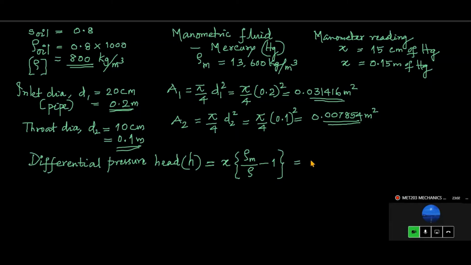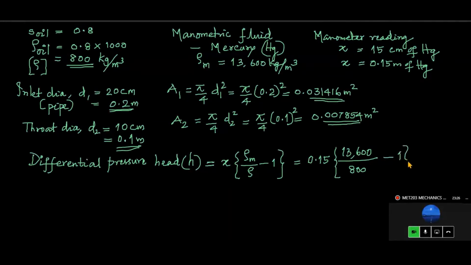So this is X. X is equal to 0.15 into rho m is what? Rho m is 13,600 divided by rho. Rho is now not water, it's oil, and from specific gravity we have already found out its density. So it's 13,600 by 800, then minus 1.